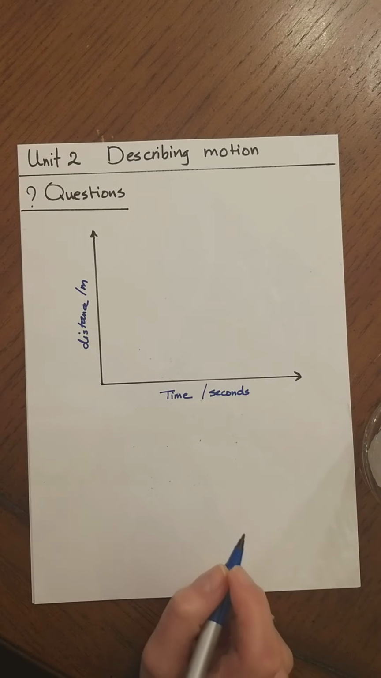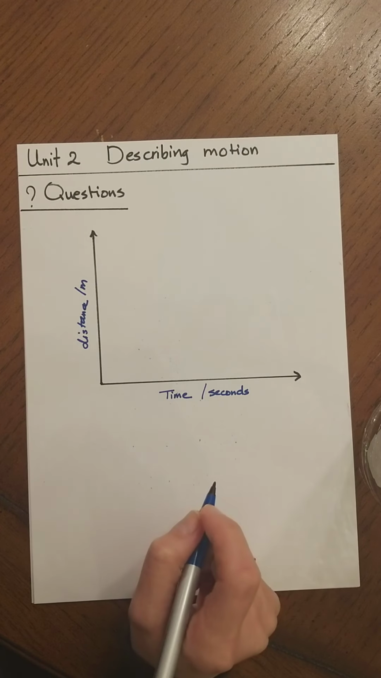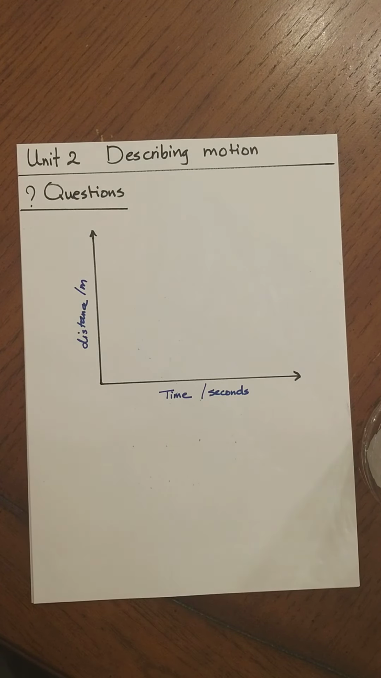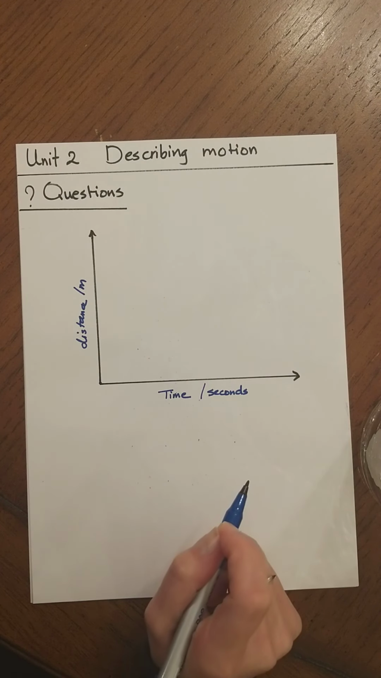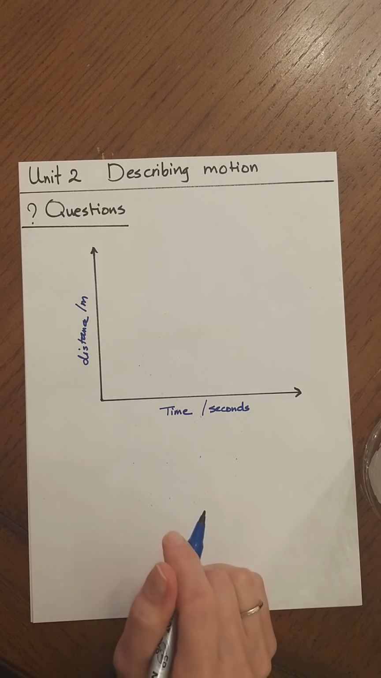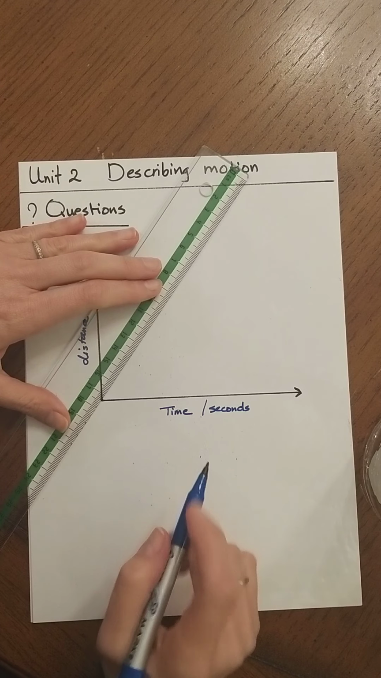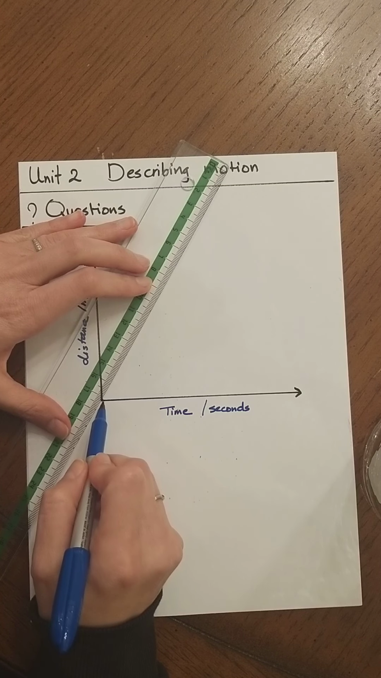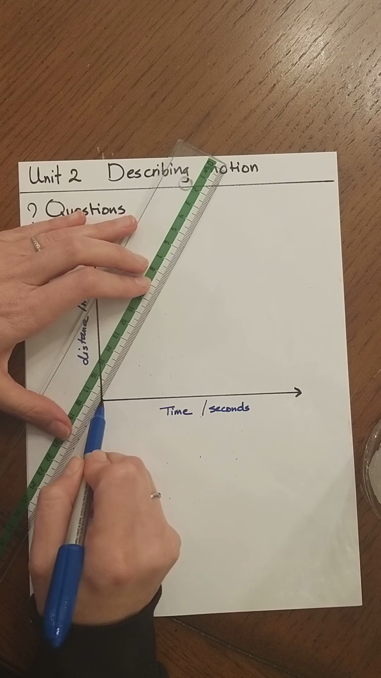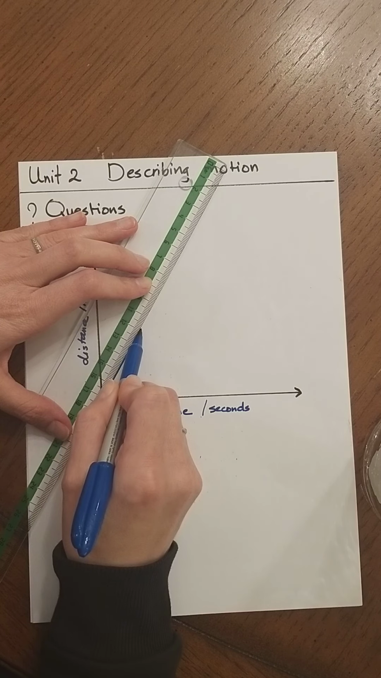Okay, so it started traveling at a steady speed. Remember that we draw a steady speed as a straight line, and the line must be sloping upwards. We start at the 0. We draw the first section as a steady speed, a straight line sloping upwards.